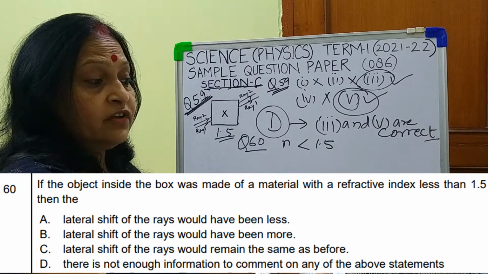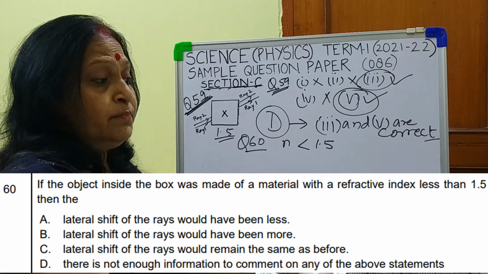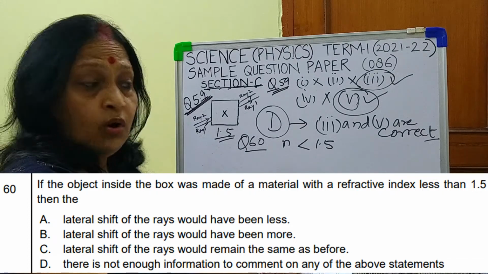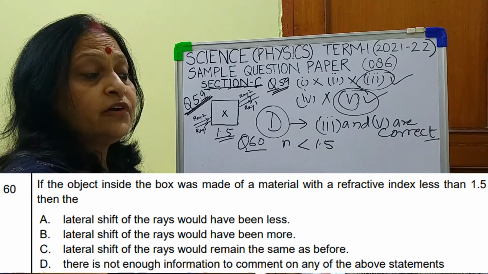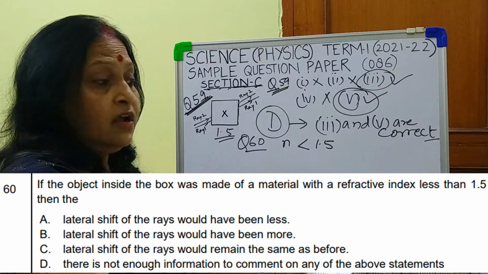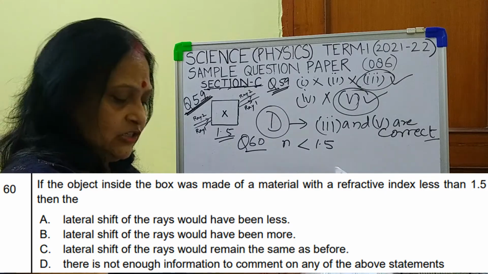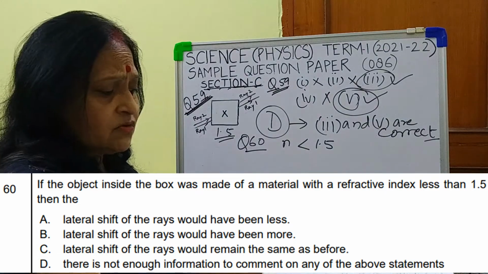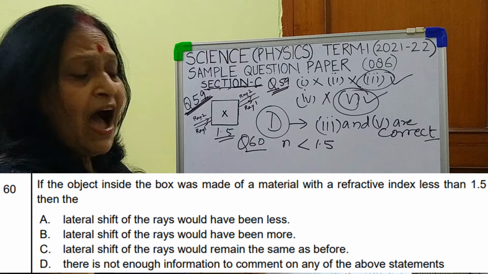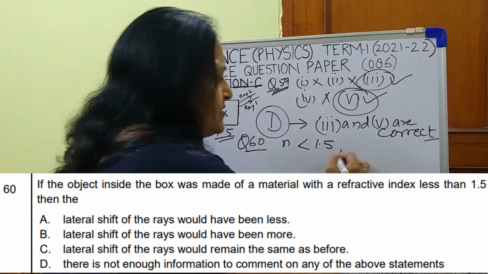Option A, lateral shift of the rays would be less. B, lateral shift of the rays would have been more. C, lateral shift of the rays would remain the same as before. And D, there is not enough information to comment on any of the above statements. Now for this question, part A is the right answer.